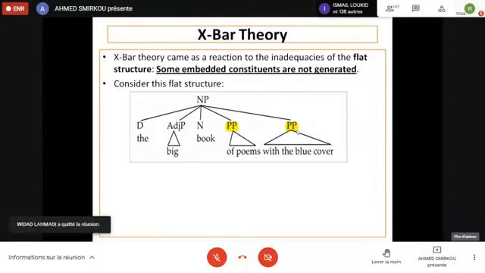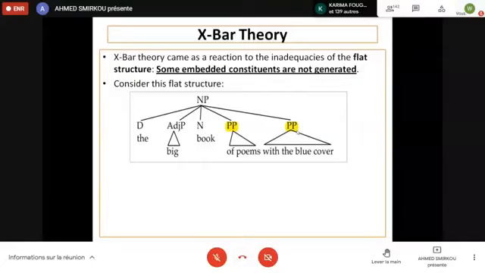Now, the problem in this tree, in the flat structure, in the phrase structure rules that we have been generating, is that they are generated at the same level. What do we mean by at the same level? They are sisters. Okay? The first preposition phrase and the second one are sisters. Also, they are dominated by the same mother, the NP. Exhaustively and immediately dominated by the same mother. And also, they c-command each other symmetrically. Okay, they c-command each other.